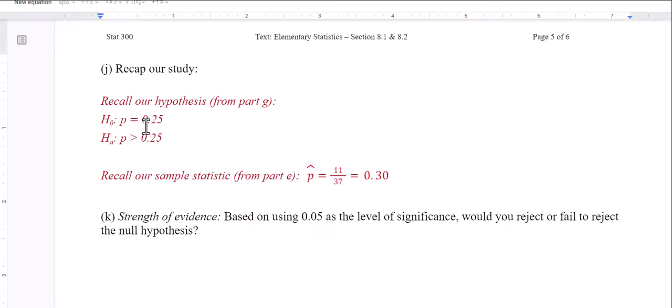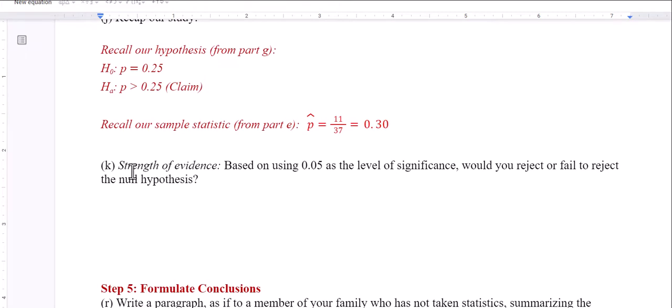All right, so here are our hypotheses. The null hypothesis is that the probability of choosing the left front tire, if we're just picking at random, is 0.25, 1 out of 4. And the alternate hypothesis is that the probability of choosing the left front tire is more than 0.25, and this is actually our claim. When we run a test of significance, we're always assuming that the null hypothesis is true. So our sample statistic is p hat equals 0.30.